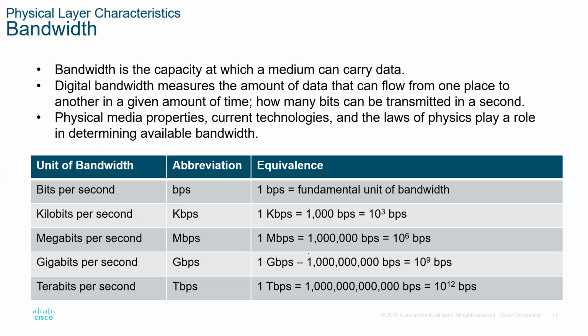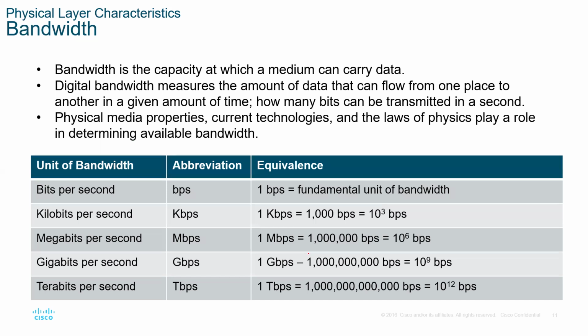If the capacity is large, wider, huge, I don't know. If the capacity is big, okay, let's use big. If the capacity is big, it means we can carry a lot of data. If the capacity is big, we can directly relate that to the speed as well. Because we have a big capacity, it means the speed at which we move our information, our data, will also be big as well. Digital bandwidth measures the amount of data that can flow from one place to another given the amount of time. How many bits can be transmitted in a second?